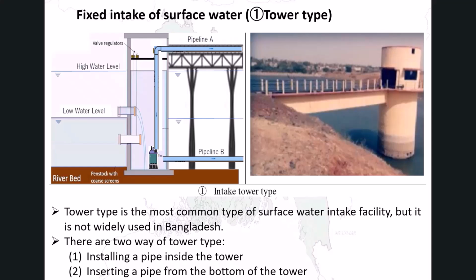This is the most common type of surface water intake facility, but it is not widely used in Bangladesh. There are two types of water intake: installing a pipe inside the tower, pipeline A, and inserting a pipe from the bottom of the tower, pipeline B. Other intake methods will be explained in following slides.